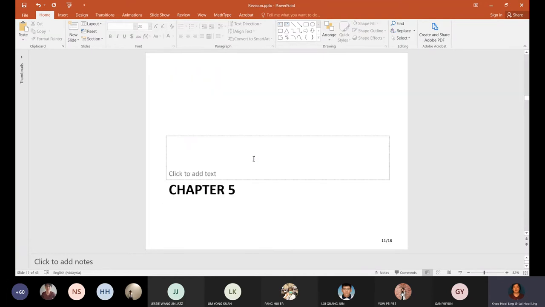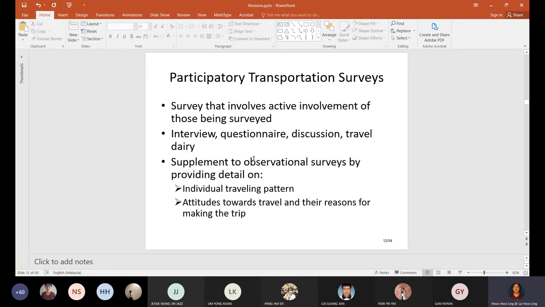Then we come to chapter 5. Chapter 5 is about survey. And in the survey, we have two parts that we look at. One is the observational survey. One is the participatory survey.